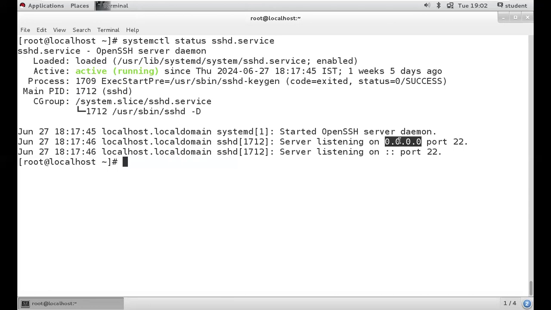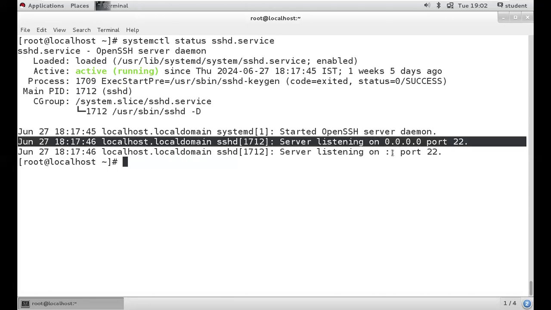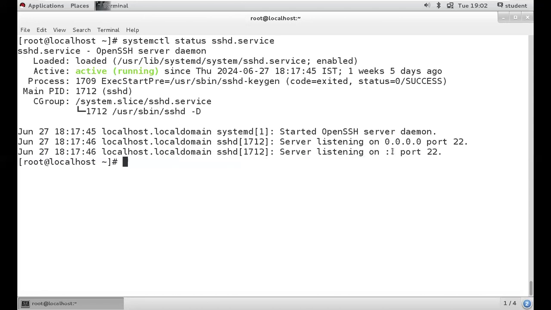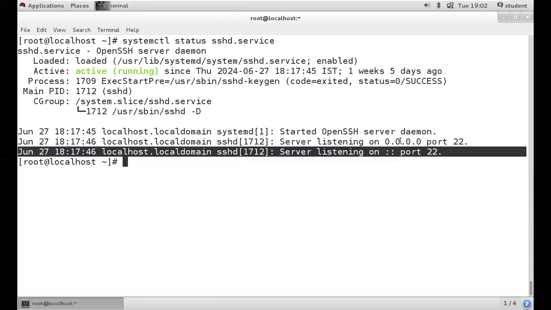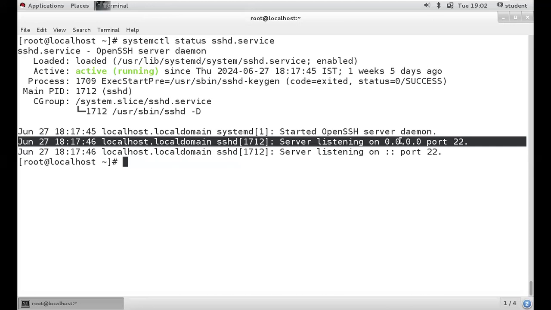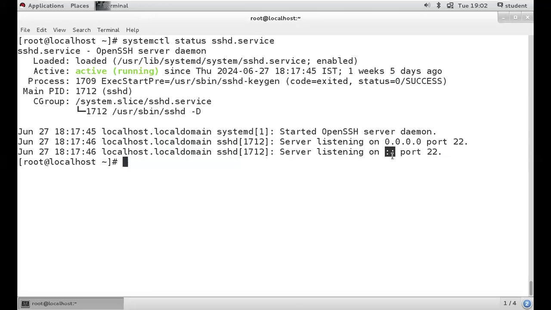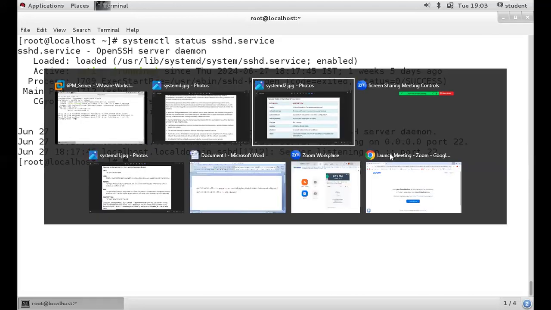So this one is for the IPv4 port number, and this one is for the IPv6 port number. This is IPv6, this is IPv4. 0.0.0.0 is IPv4, and colon colon is IPv6. Clear, guys? So clear?